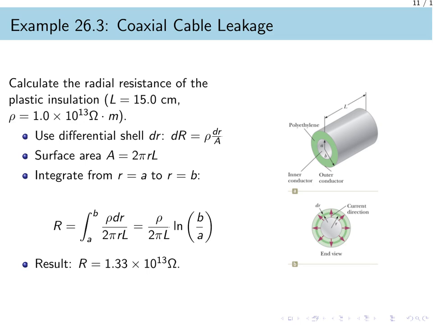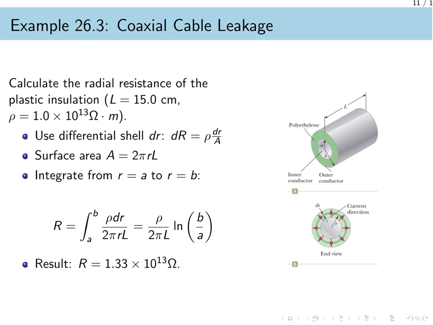Let us look at a practical example involving a coaxial cable. We want to calculate the radial leakage resistance of the polyethylene plastic insulation separating the inner and outer conductors. Because the cross-sectional area increases as we move outward radially, we cannot use the simple block resistance formulas. Instead, we must define a thin, differential cylindrical shell of thickness, dr.